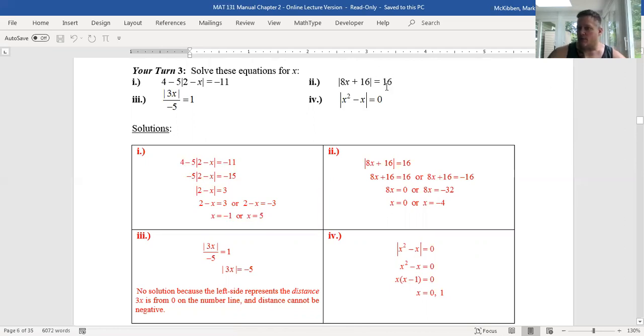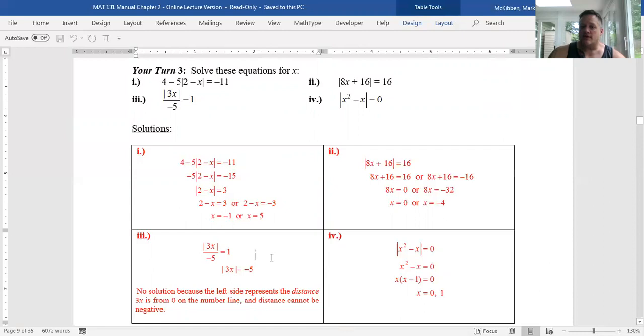This one's already in the right form, right? So I can set the inside equal to 16 and the inside equal to -16, solve those equations directly to get the 2 solutions.